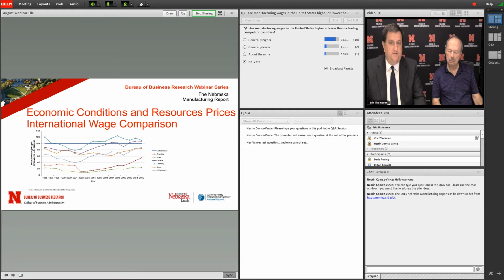So what does that say in terms of responses? In terms of the poll question 2, about 3/4 of you indicated that wages are generally higher in the U.S., with the rest split between generally lower or about the same.